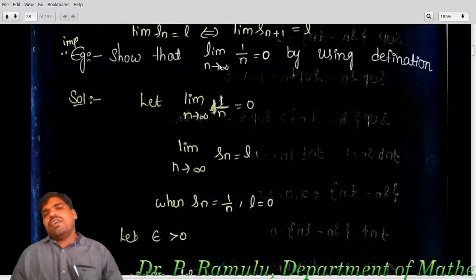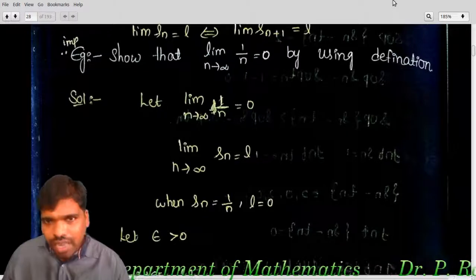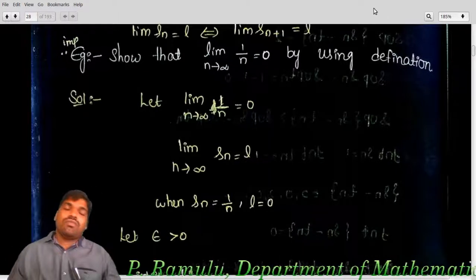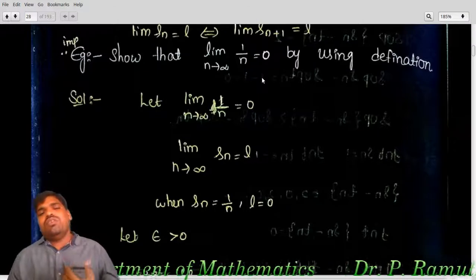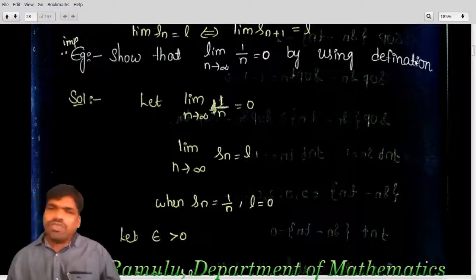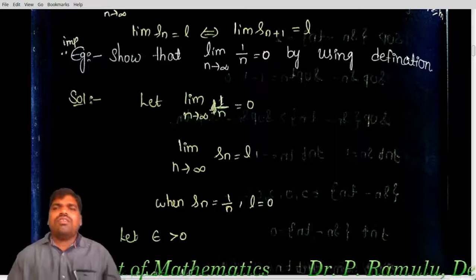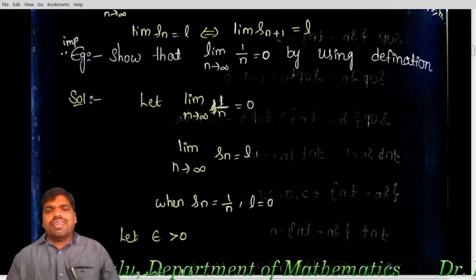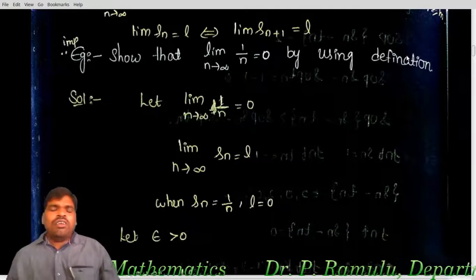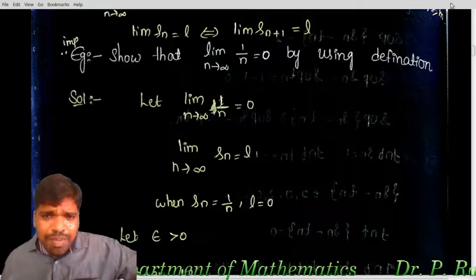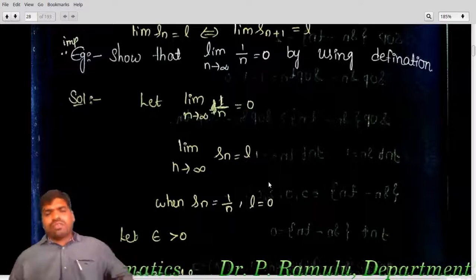So that the limit as n tends to infinity of 1 by n equals 0, by using the definition. Just now it was already shown. Again, I am explaining it since it is an examination point, with this question. Here, the limit of 1 by n equals 0, right? Here S_n is nothing but 1 by n, and L equals 0.